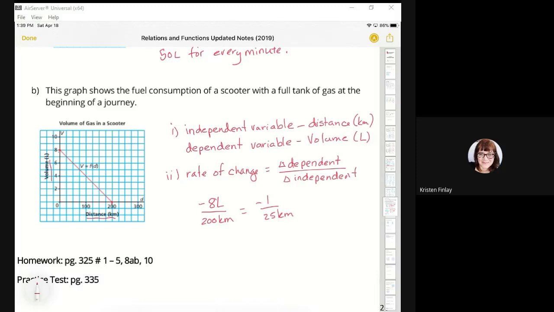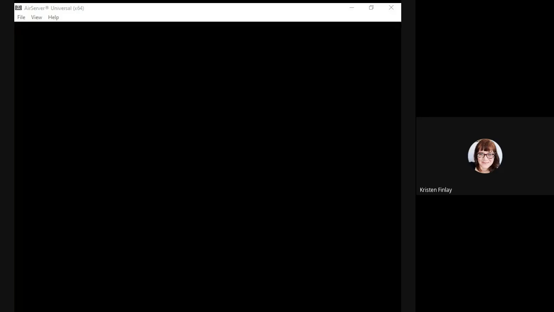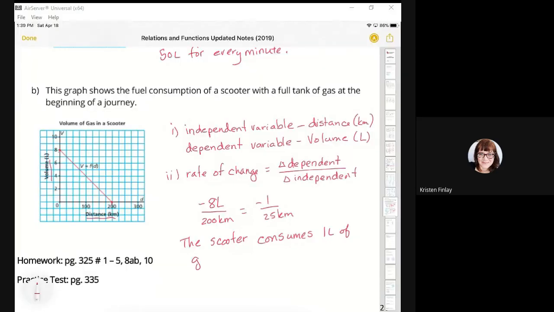Now, explain what that means. Well, that means that the scooter consumes 1 liter of gas for every 25 kilometers it drives. So if we wanted to explain that, we'd write the scooter consumes 1 liter of gas for every 25 kilometers it drives. Okay. Alrighty, so that's slope.